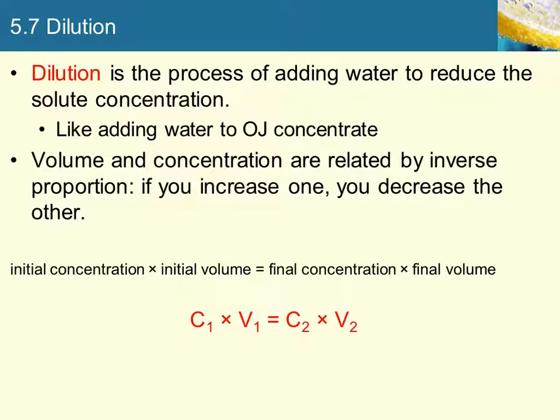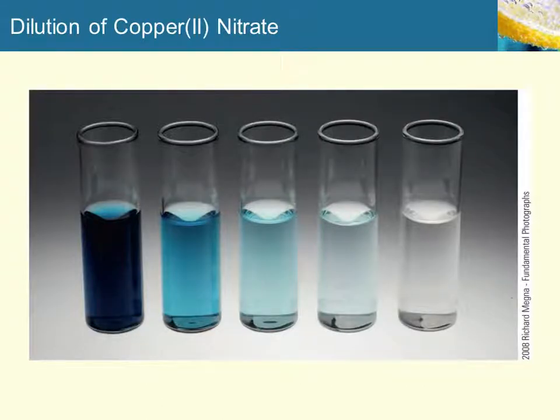So we can use a formula called C1V1 equals C2V2. The concentration of one substance times the volume of that substance equals the concentration of the final substance times the final volume. And this is also on your reference tables. So you can look at these various examples of copper 2 nitrate, and hopefully you can see that the one on the very left is extremely concentrated and then becomes more dilute as you move from left to right, with possibly zero to little any copper nitrate in the last example.